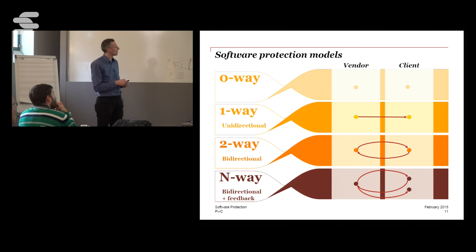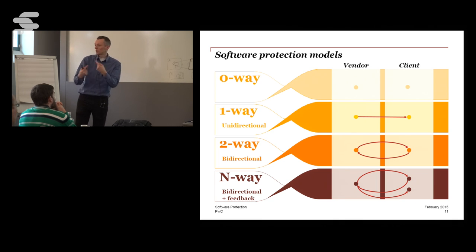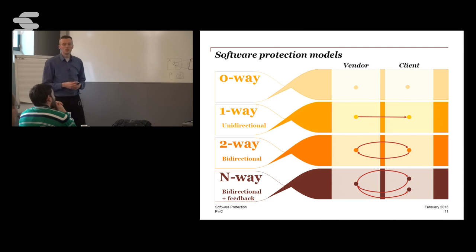Some of these techniques, which we call zero-way, have no communication during the execution of the software to enforce the particular protection technique. So when you're running the software, it will not call into the vendor to provide information or get additional information from the vendor in order to execute the protection technique. One-way is the fact that either the vendor is sending information to the client or vice versa, the client is sending information to the vendor, but there's no multi-way communication going on. It's a one-step communication.